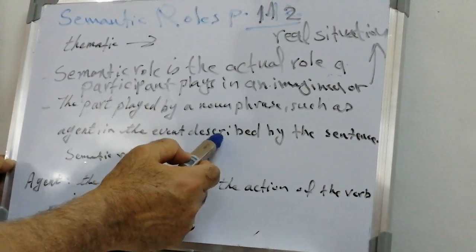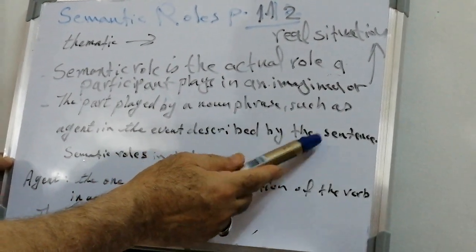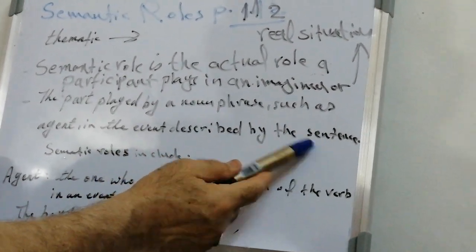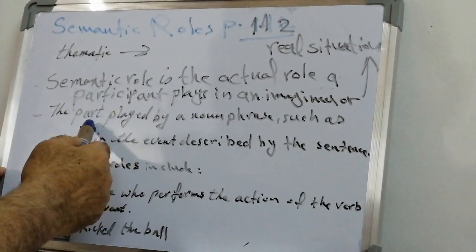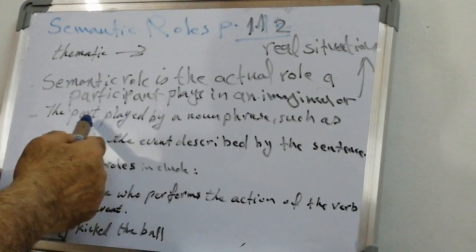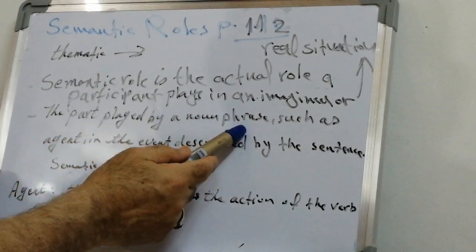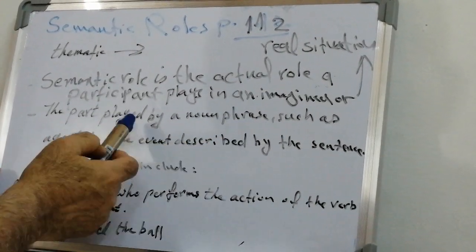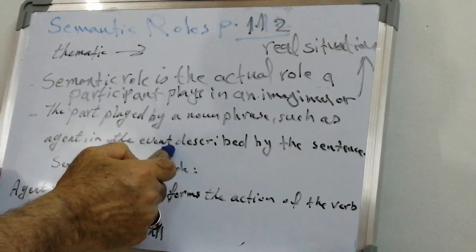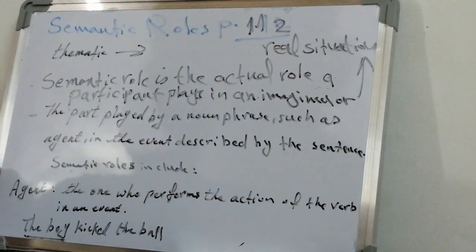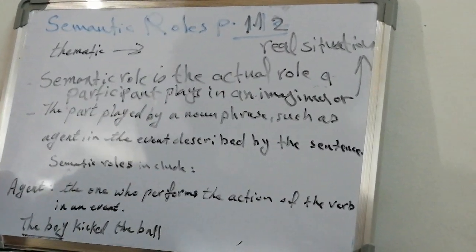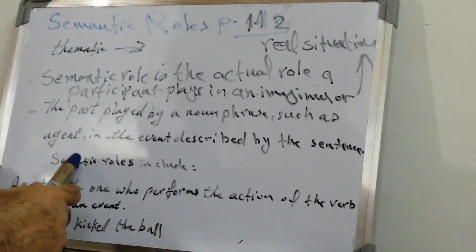In the event described by the sentence. So this is what we mean by semantic role. Semantic role, according to Yule, is the part played by a noun phrase, such as agent, in the event described by the sentence. Now let us see what these semantic roles are.